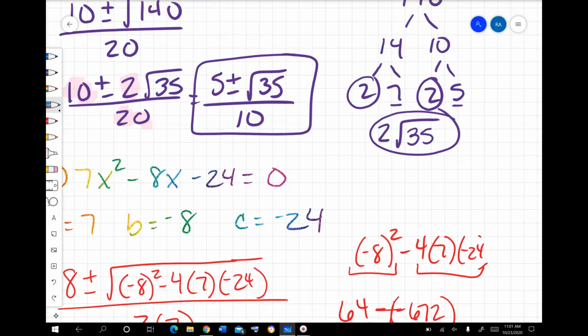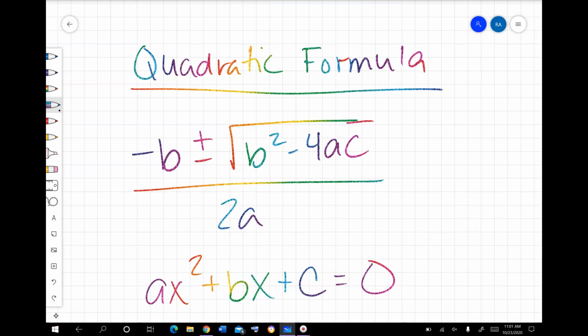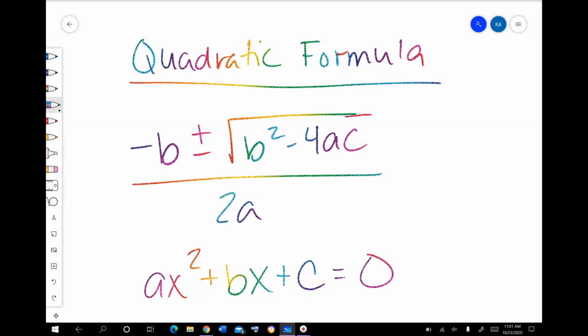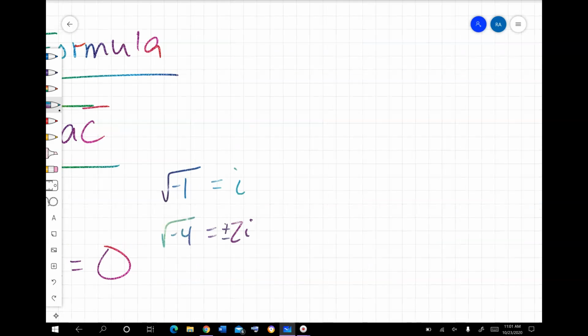All right, so we are continuing the quadratic formula, but now we're going to add some imaginary numbers, okay? So it's no big deal. Just remember that the square root of a negative number, the square root of -1 is i. So then the square root of, we'll say, -4 will be 2i, okay? All right, so let's go for it. Let's just do some examples.